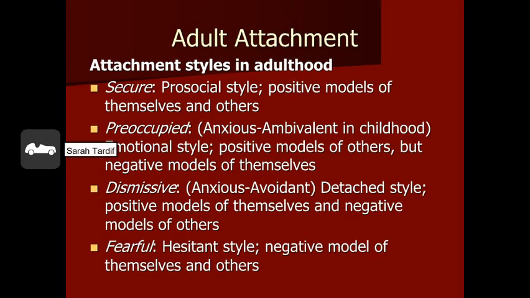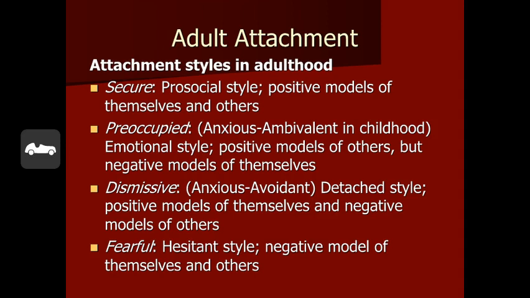How that connects to attachment styles in adulthood. Basically, our internal working models of self and others is dictated by our attachment style that we learned in childhood. So, securely attached people, which again is most of the population, have a pro social style. So, they have a positive model of themselves, they have a positive mental model of others.